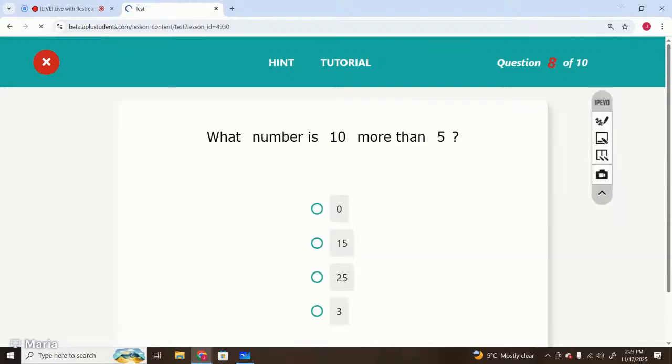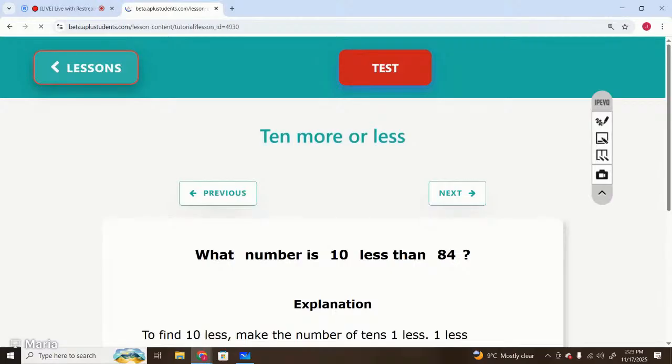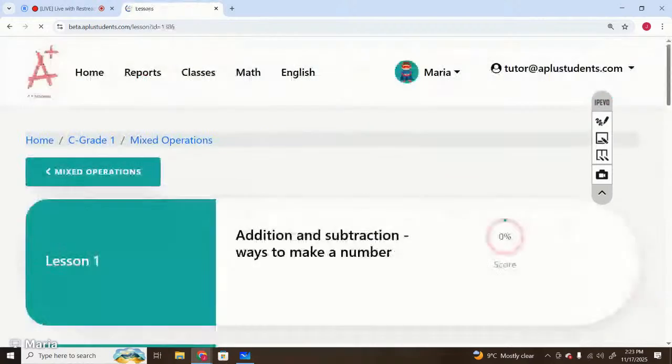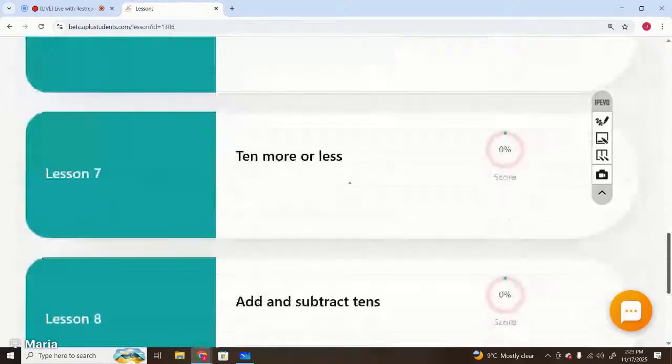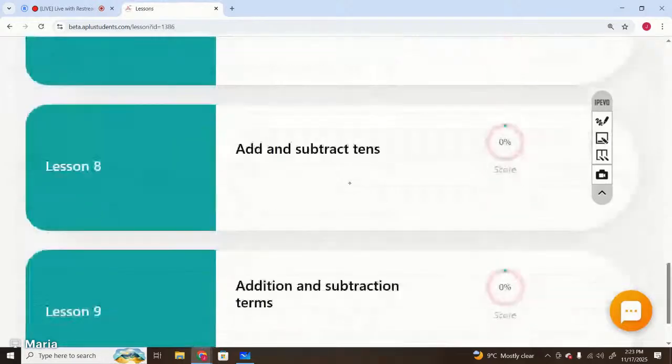Okay, you can complete the lesson by yourself later today. Let me just move on to the next lesson. The next lesson is add and subtract tens.